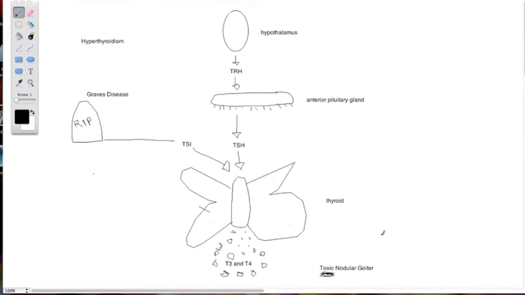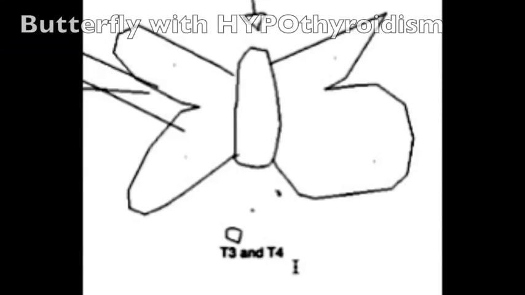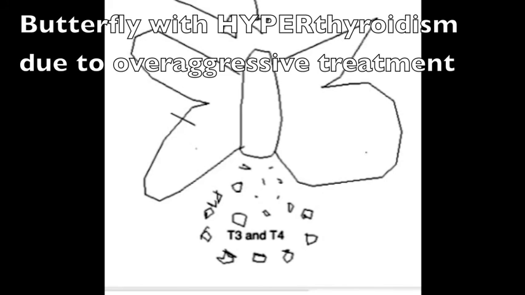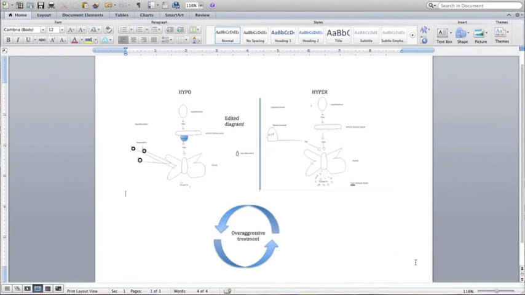And then lastly, as I mentioned before with the hypothyroidism, over-aggressive treatment for your opposite condition can be a cause. So if you over-aggressively treat your hypothyroidism, you can end up with hyperthyroidism. So you really need to keep this in mind when you're thinking about a healthy balance treatment plan for your patient. And the last thing I wanted to do was just give you these diagrams side by side. You'll notice I put over-aggressive treatment down at the bottom since it pertains to both of them.